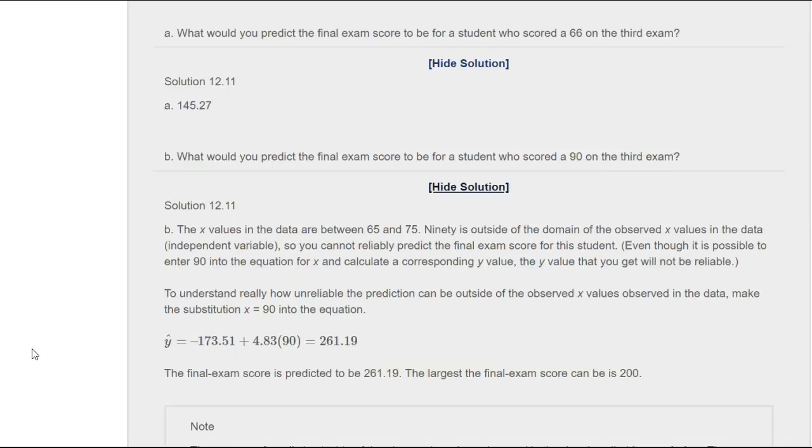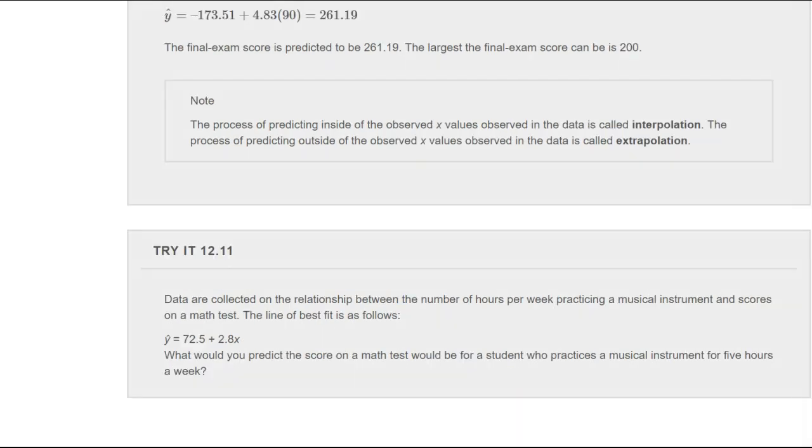Now, I did forget one thing about the final exam. It is only out of 200 points. So the final exam prediction to be 261.19, well, that's just kind of well out of the range. But we could say they would score very well on the final exam. Maybe not a perfect score, but we do have to take into consideration that they can only score up to 200 points, and our prediction is they score 261. It's impossible, but we can say that they'll score very well. Those students that get a 90 on their third exam score should score fairly well on their final exam score. Okay, so that's pretty much it.